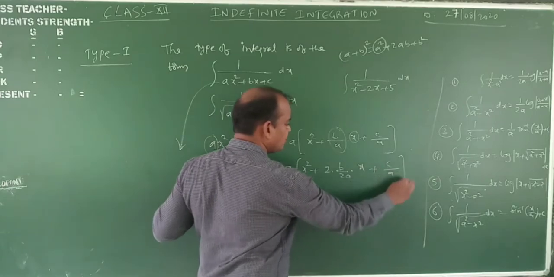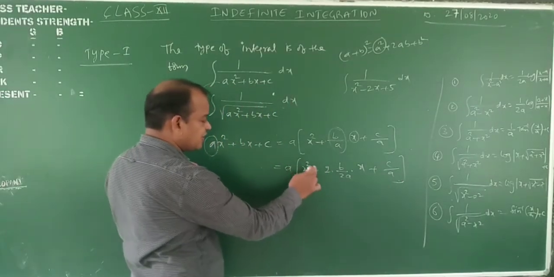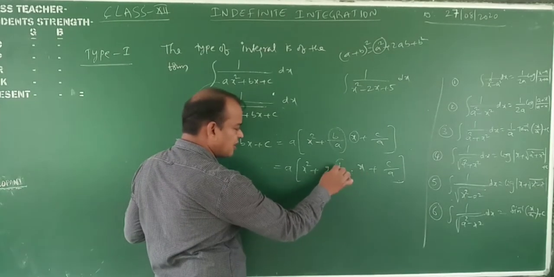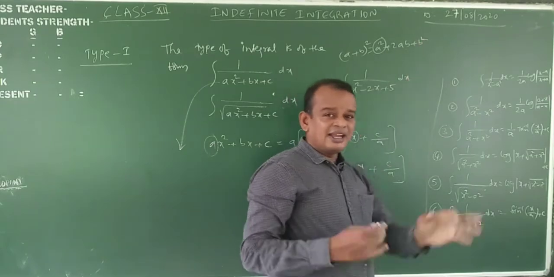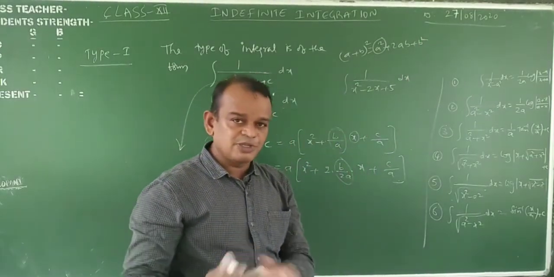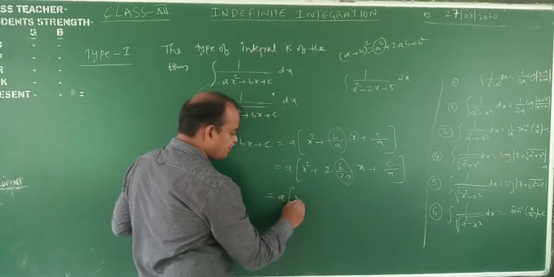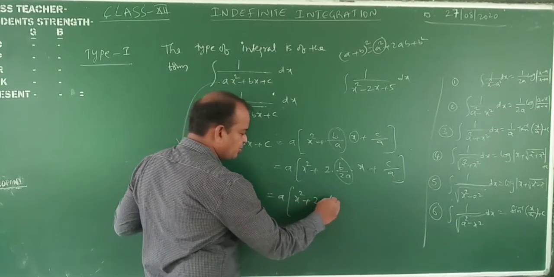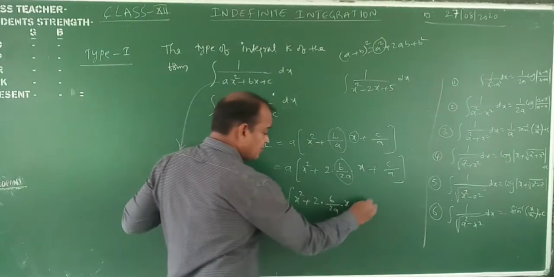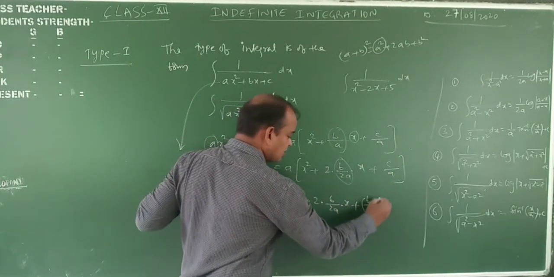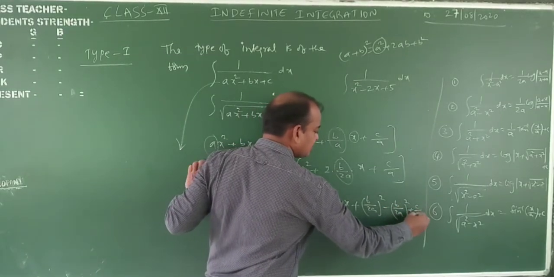First step: multiplying and dividing by 2. Now a square plus 2ab, this is the b value. What is missing? b square is missing. Adding b square and subtracting b square, plus b square minus b square, will cancel. My dear students, now a into [x square plus 2 into b by 2a into x plus (b by 2a) whole square minus (b by 2a) whole square plus c by a].